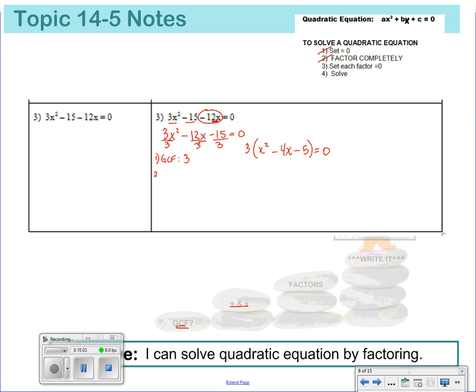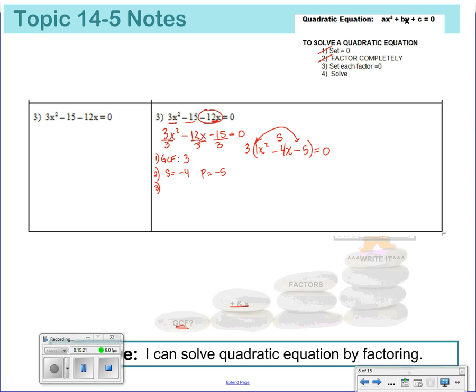The second thing is find our sum and product. So the sum, this is why we had to put it in order, because our sum is what's in front of the x, which is -4. And our product, we multiply the coefficient of the first and last, and that'll be a -5.